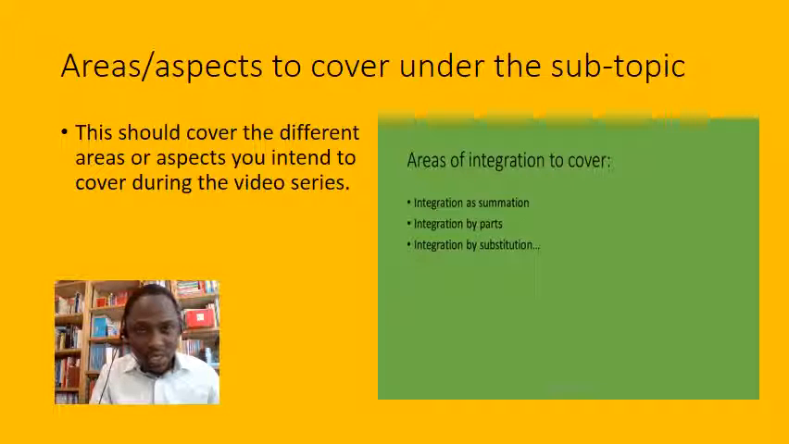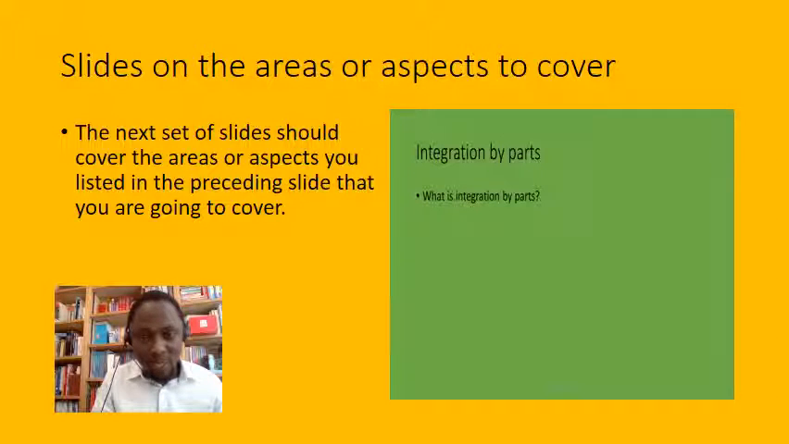And then you have to talk about, has integration got subtopics under it as well, or is it just integration? So for instance, under integration, you have integration as summation, integration by parts, integration by substitution, etc. So I've listed 3 different aspects of integration. Then you have to talk about, for instance, integration by parts as a topic. You want to treat that. So you explain what integration by parts is and everything.